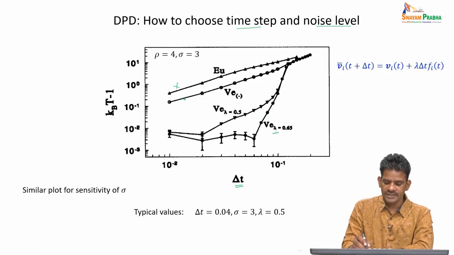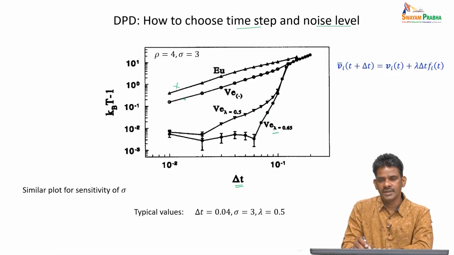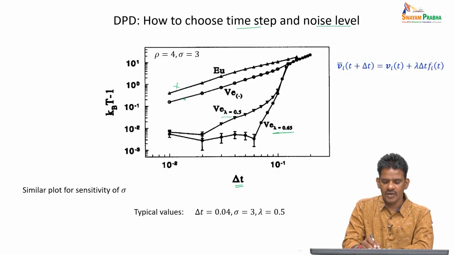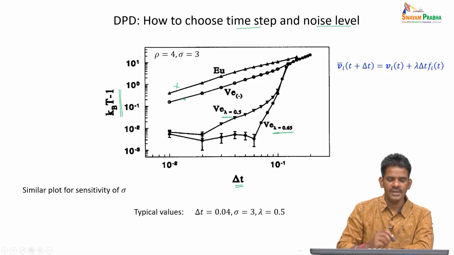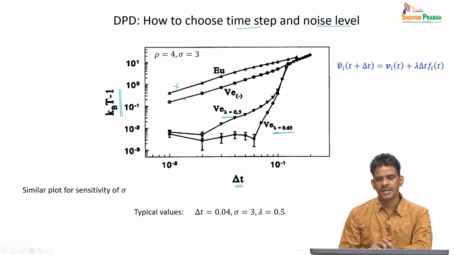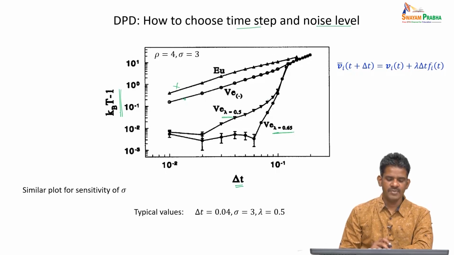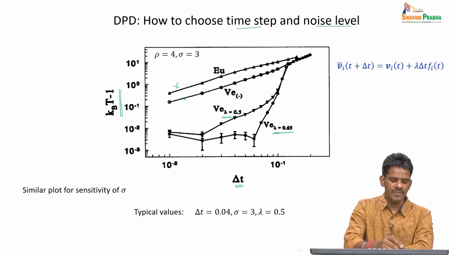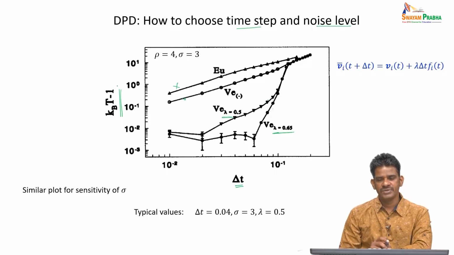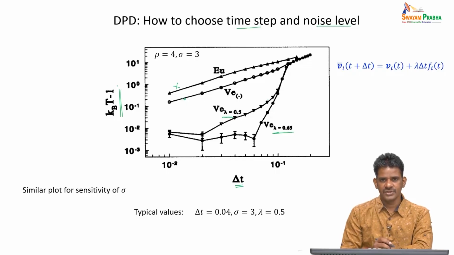So, we are looking at the velocity Verlet algorithm, where the lambda parameter is either fixed at 0.65 or at 0.5, and then we are looking at the simulation at different time steps and calculating the change in the temperature. So, kBT is taken to be 1. When you say kBT minus 1, ideally you want this to be 0, but it is not essentially 0 because we are looking at finite time step simulations, but the smallest value is what we prefer.